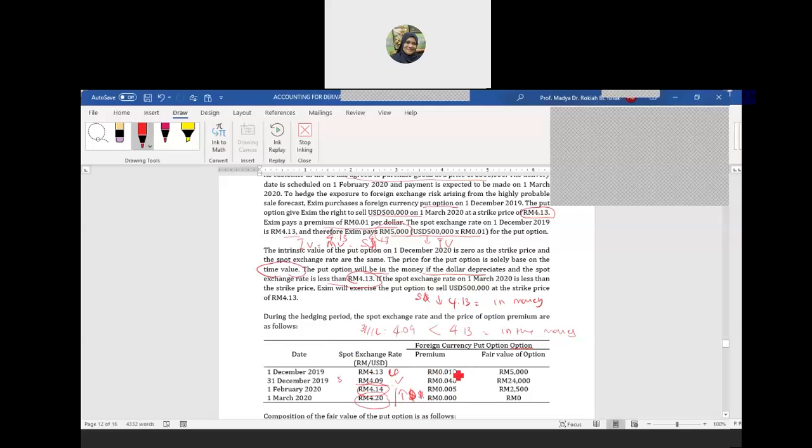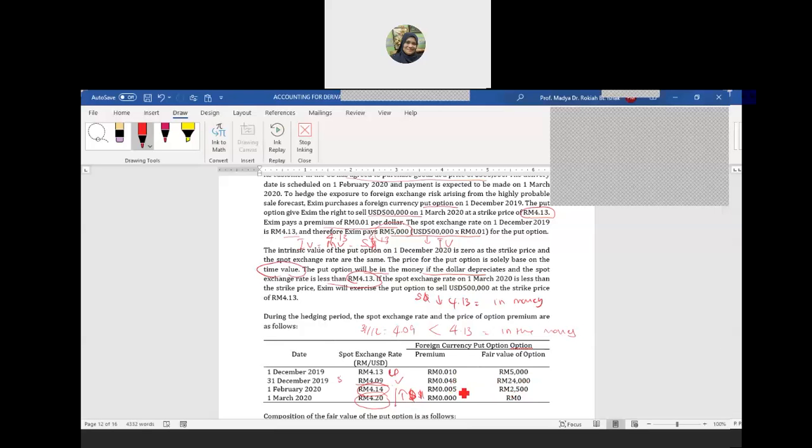So you look here, the premium that you have is 1 cent at the beginning. Now it increased to 48 cents and then reduced to 5 cents. Then it becomes 0. The fair value of the options that you have here is 5. And then the value of the options here becomes 24. 24 here is 48 here.